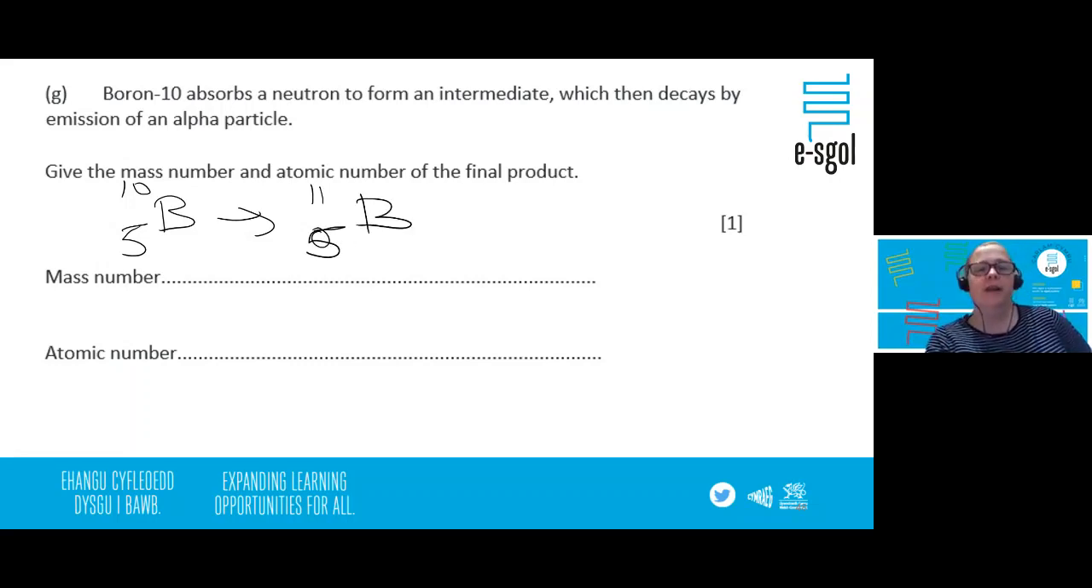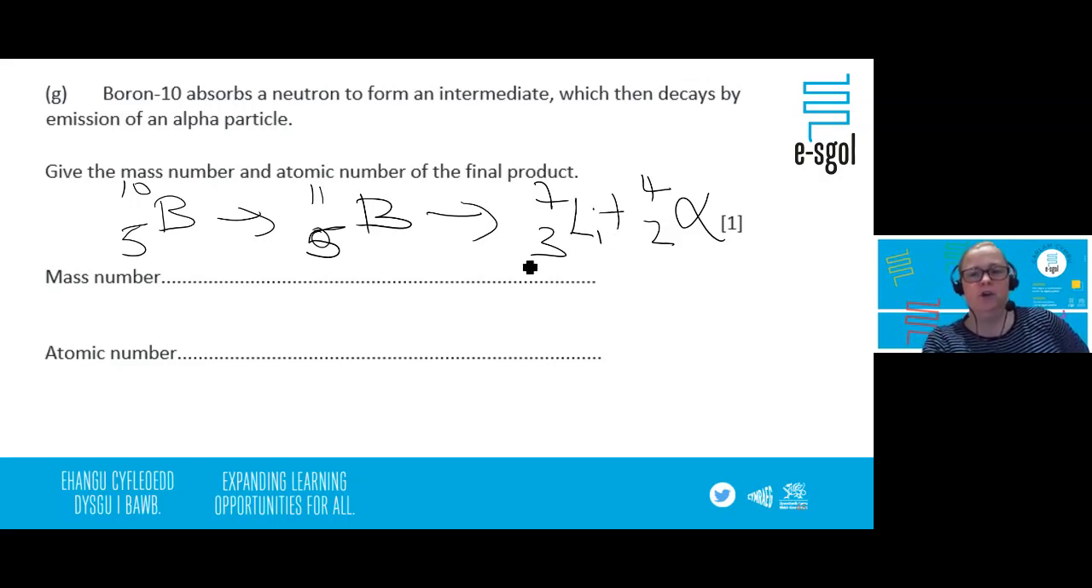Okay, if it gives off an alpha particle, what you're making is something that's lost 4 at the top and 2 at the bottom, because that's ultimately what an alpha particle's mass is. So if you then just do a bit of maths, take 4 away from 11, it gives you 7. If it takes 2 away from 5, you get 3. Now, it doesn't ask in this question what the identity is, but I'm hoping that you'll be able to use your periodic table to work out that what you've actually created is lithium. So the mass number is 7, atomic number is 3.